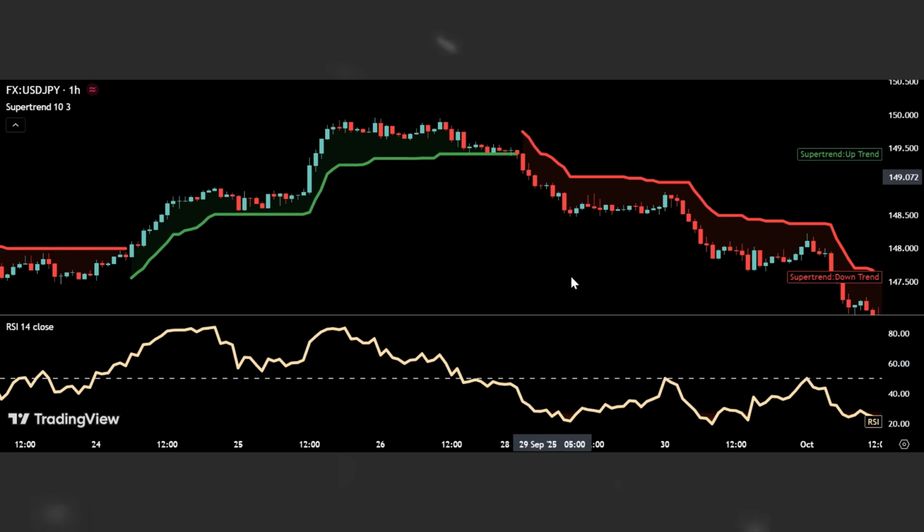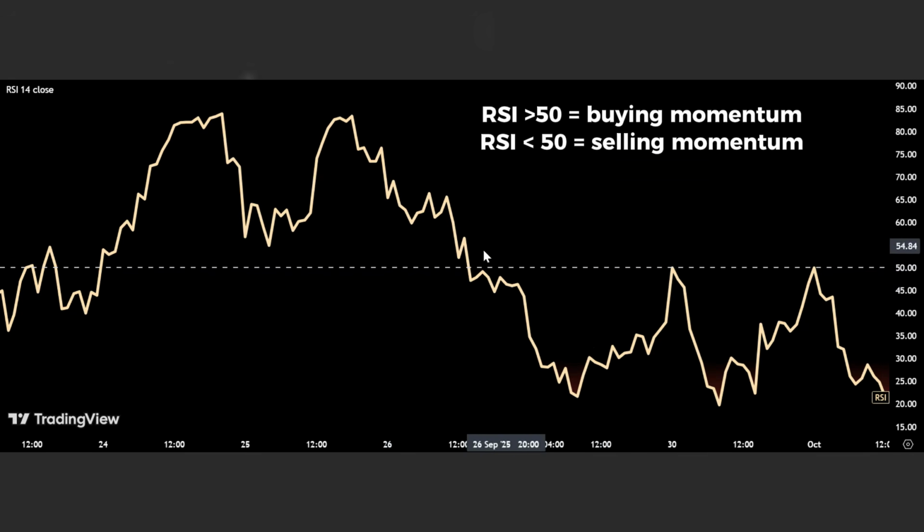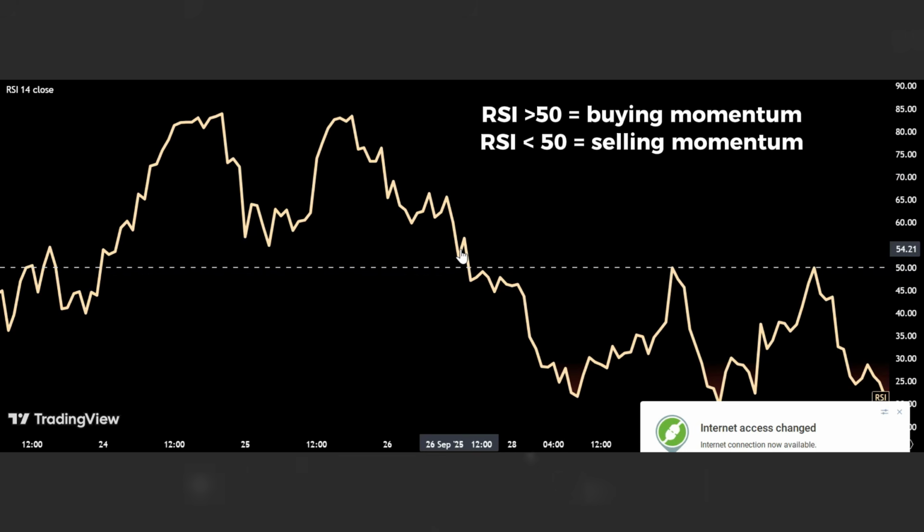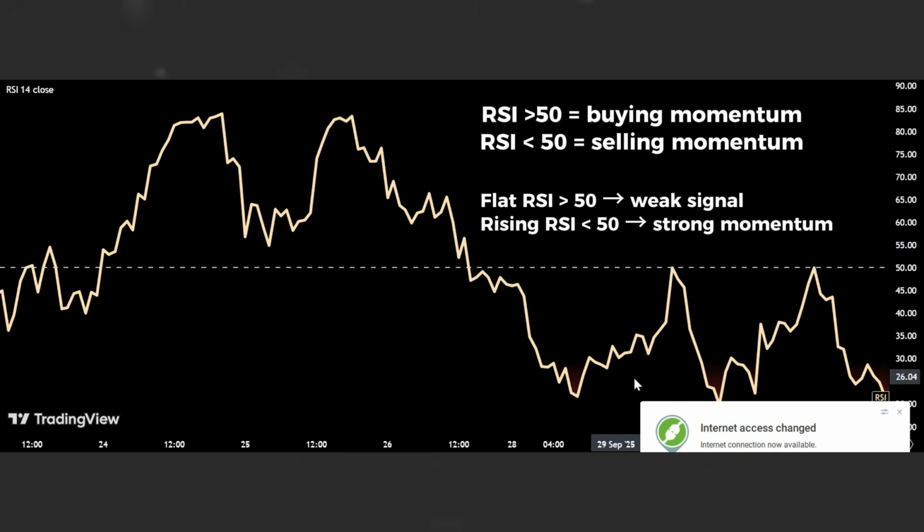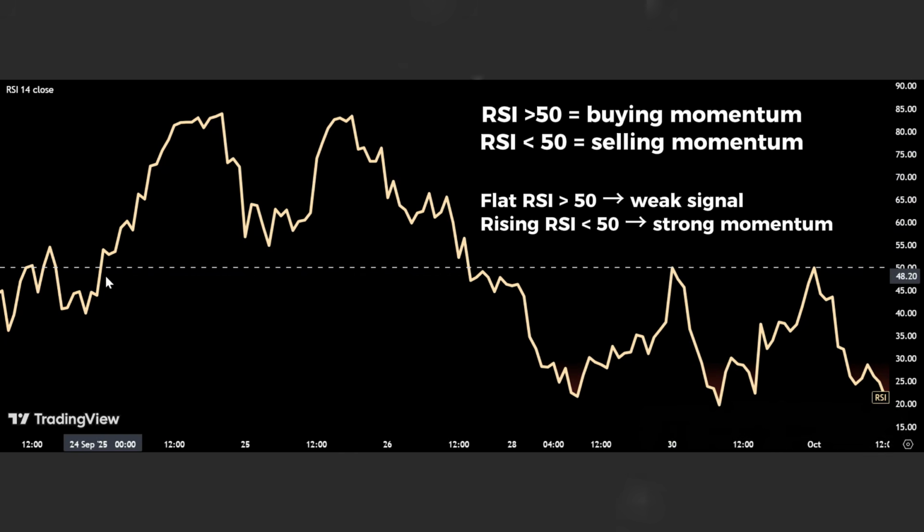Quick reminders. RSI above 50 shows buying momentum and below 50 shows selling momentum. This helps you avoid taking trades inside sideways or range markets. Watch the RSI slope, not just the value. If RSI is above 50 but moving flat, the signal is weaker. If it's above 50 and clearly rising, the momentum is strong, confirming the trade.